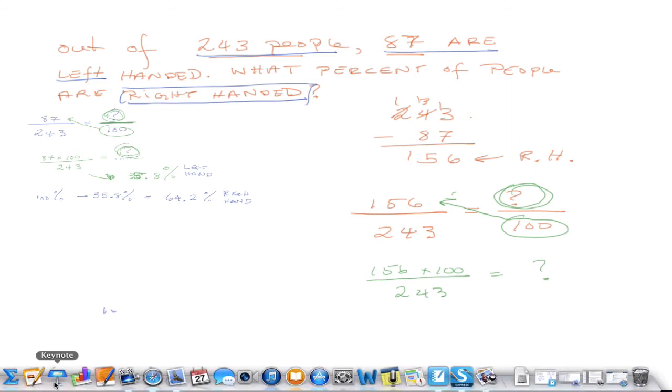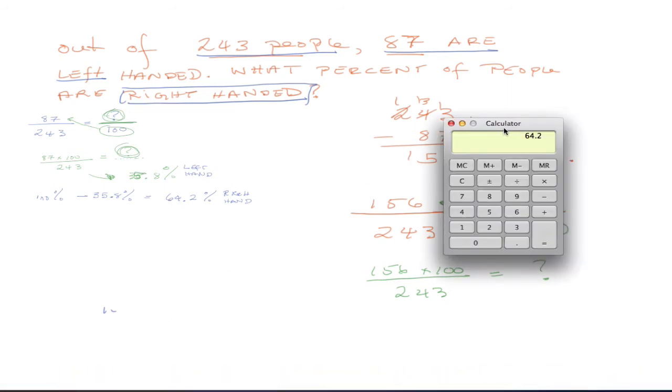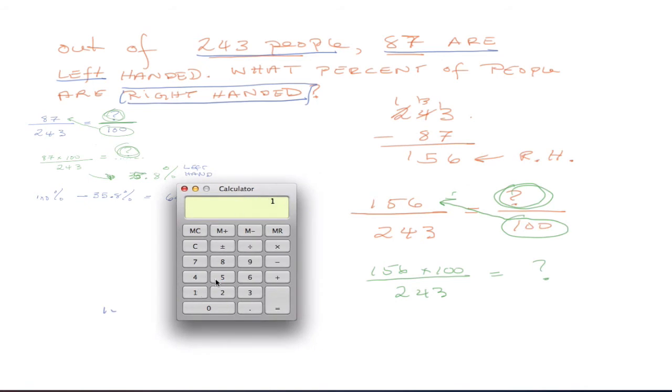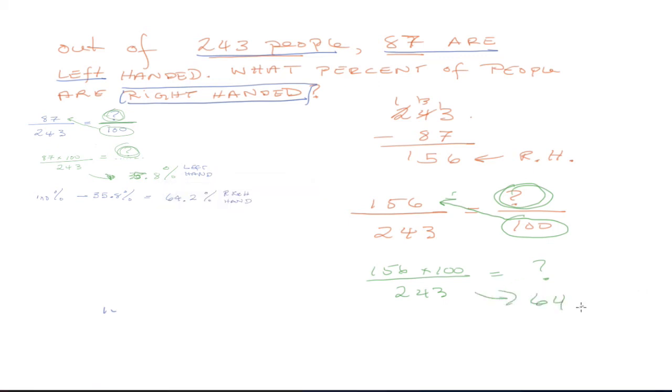So let's take the calculator, and now let's do this. 156 times 100 divided by 243. That's 64.19, which I'm going to round to 64.2. So this gives 64.2. But what is this number? This number is the question mark, and our question mark is on top of 100, so it's out of 100. So this is 64.2 out of 100, so it's percent, 64.2%.